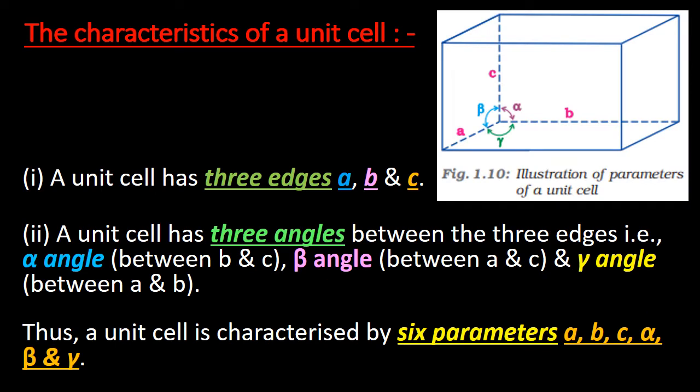Let us know the characteristics of a unit cell. In the picture you can see the parameters of a unit cell. A unit cell has three edges A, B and C. A unit cell has three angles alpha, beta and gamma. Thus, a unit cell is characterized by a total of 6 parameters, 3 edges that is A, B and C, and 3 angles that is alpha, beta and gamma.